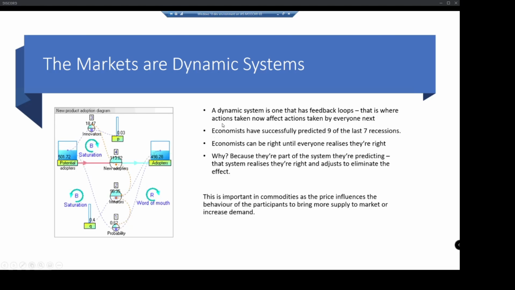And there's always a joke. Economists have successfully predicted 9 of the last 7 recessions, and the problem economists have is they can only be right until everyone realizes they're right, and then they can't be right anymore because the system adjusts to the fact that they are right, which kind of sucks if you're an economist. Which is why they predicted 9 of the last 7 recessions, because if they predict it correctly, everyone adjusts and the recession never happens.